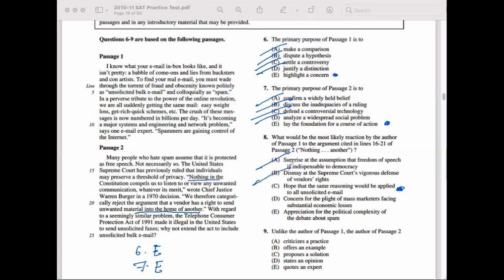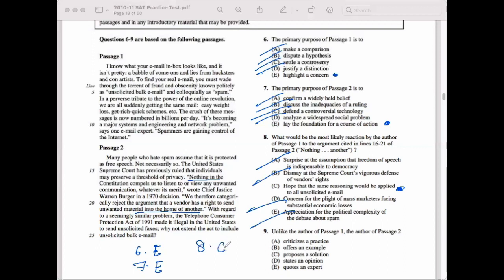D, concern for the plight of mass marketers facing substantial economic losses. The first guy doesn't care about mass marketers. He wants to stop receiving unsolicited email from them. So D is out. Appreciation for the political complexity about the debate. Again, that's not something that's true. Both of them, and the first one particularly, take a very workaday approach towards the problem of spam, right? It's not really about the politics of spam, etc. So E is also out. And so for 8, I would put C.